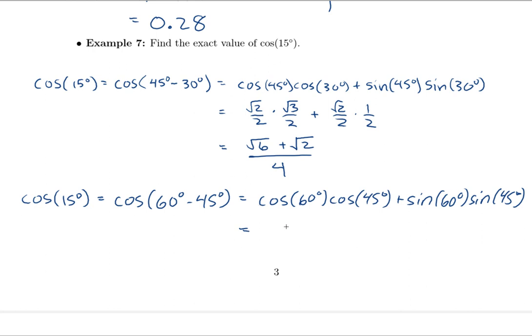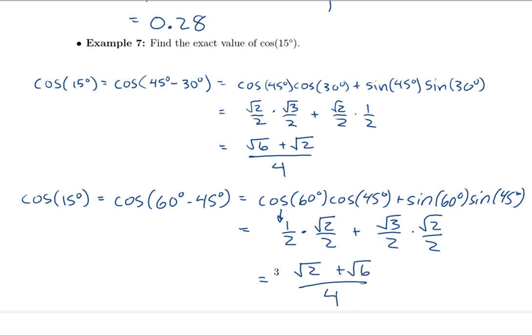That's still going to yield the same answer, right? Because the cosine of 60 degrees is 1/2. Cosine of 45 is root 2 over 2. And then the square root of 3 over 2 for the sine of 60, and then root 2 over 2 for the sine of 45. So we get the exact same answer here, of course. Just switch the order of the addition. So you're not necessarily tied down to just one way of looking at it. You just want to try to make 15 degrees with some sort of special values.